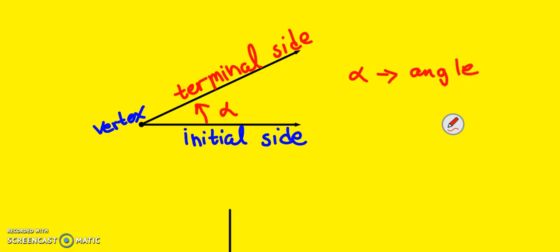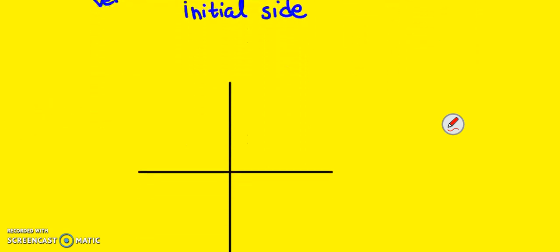Each one of these angles is going to be formed by an initial side and a terminal side. So I'm going to draw a couple of these and erase them, so you can get an idea of what's going on. 9 times out of 10, and really in this class, we're always starting right here on the x-axis. This will be our initial side.